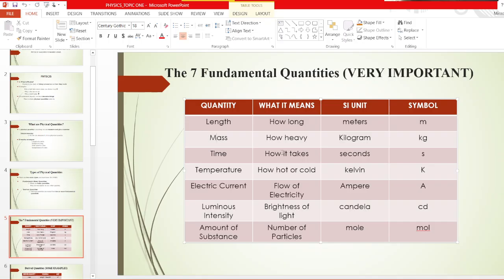Determine how heavy. The SI unit is kilogram. And the symbol is kg. We have time.